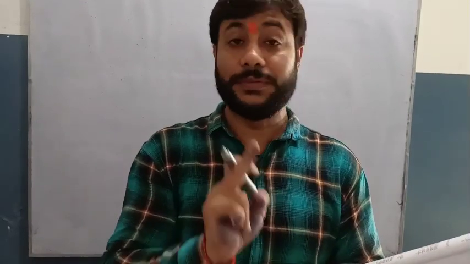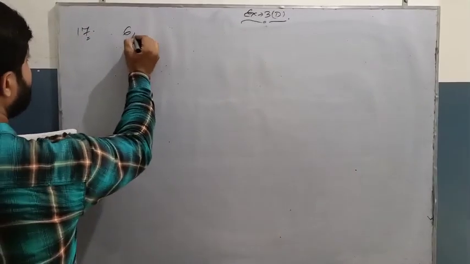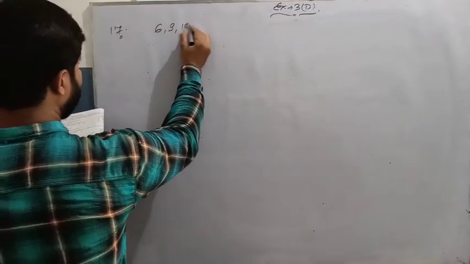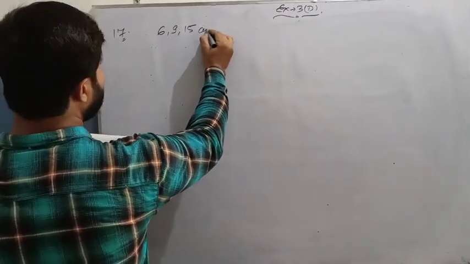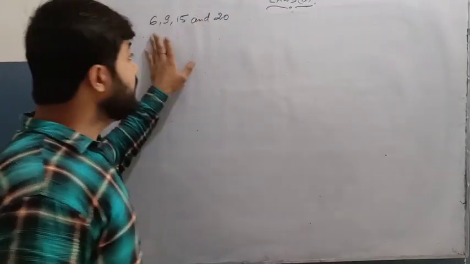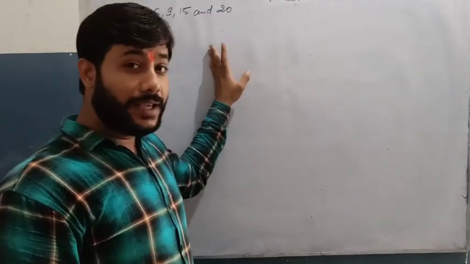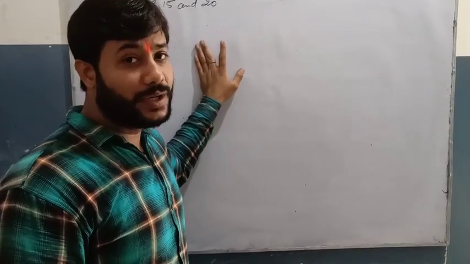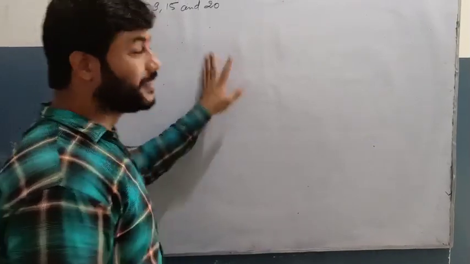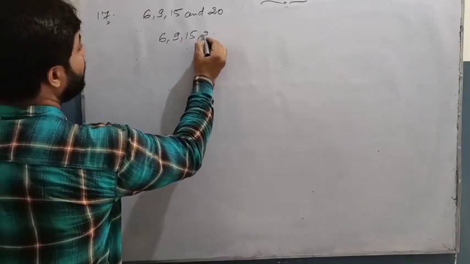So at first we will get the LCM of the given numbers, right? So the given numbers are 6, 9, 15 and 20, right? We have to find the LCM of the given numbers. So here again, to get the LCM of the given numbers, we will go for prime factorization, right? 6, 9, 15, 20.